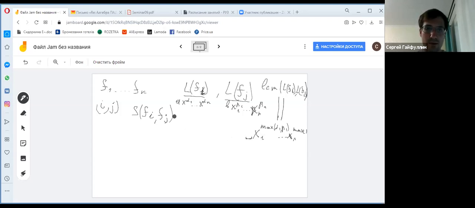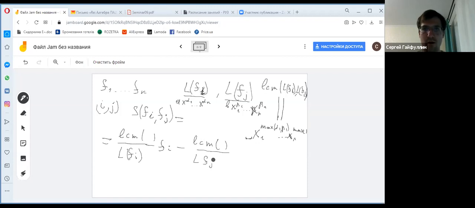And now the S polynomial equals this one: LCM of these two guys divided by L of fi multiplied by fi, minus this lowest common multiple of these two guys divided by the second, L of fj, multiplied by fj. This is the S polynomial by definition.